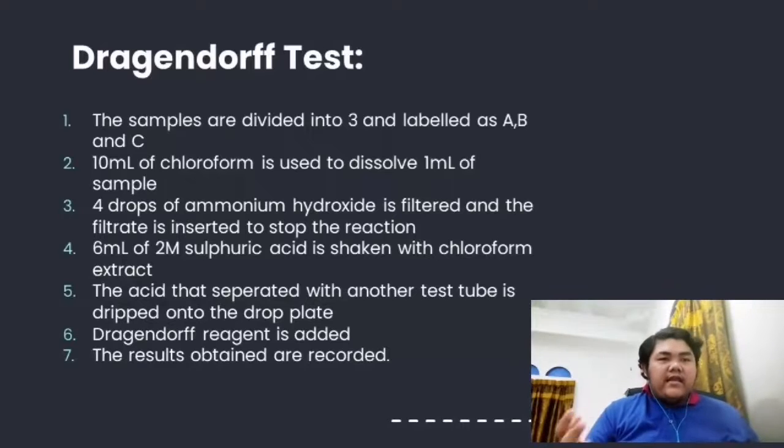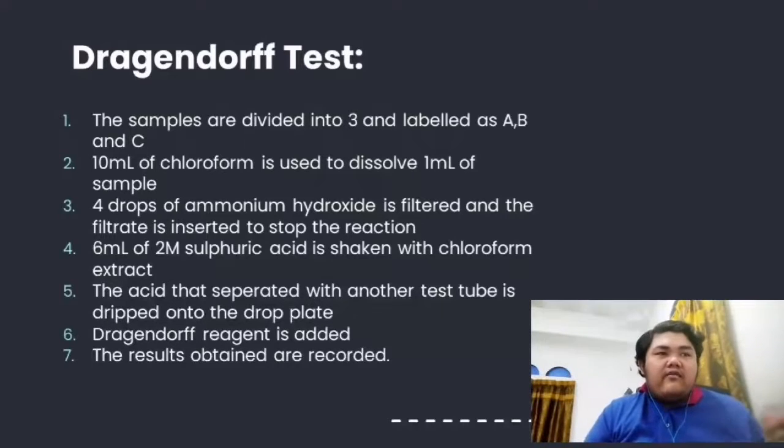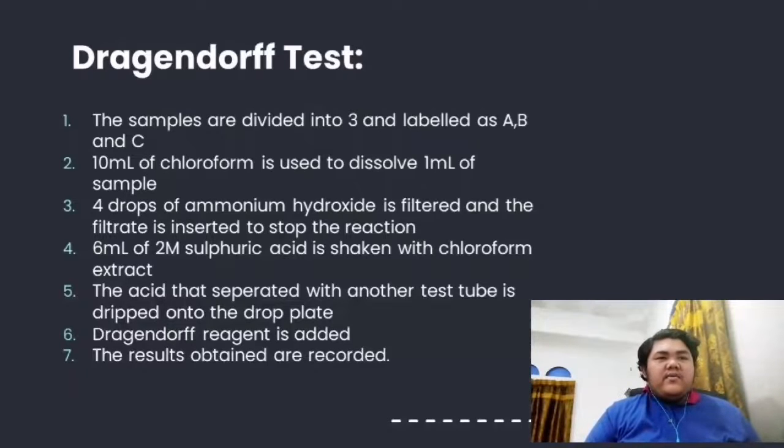Next, we have the Dragendorff test. The samples are divided into 3 and labeled as A, B, and C. 10 ml of chloroform is used to dissolve 1 ml of sample. 4 drops of ammonium hydroxide are added, it is filtered, and the filtrate is inserted to stop the reaction. 6 ml of 2 mol sulfuric acid is shaken with the chloroform extract. The acid that separates into another test tube is dripped onto the drop plate. Dragendorff reagent is added and then the results obtained are recorded.